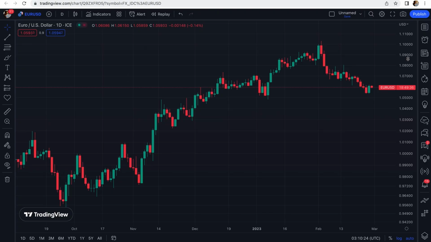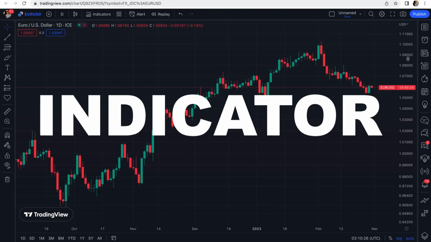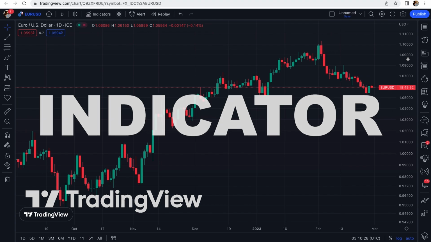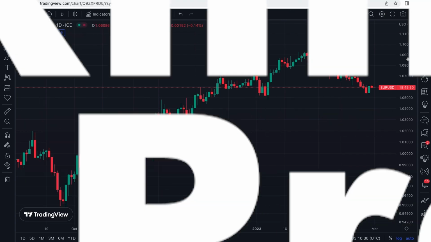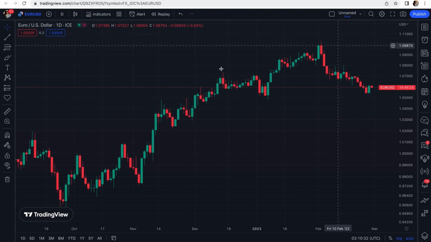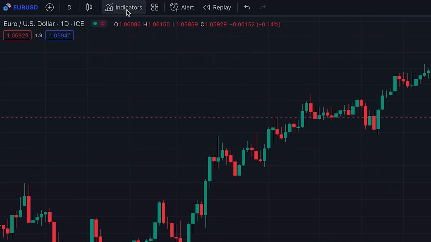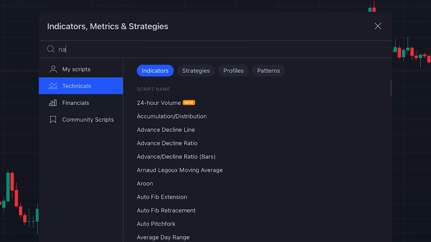In today's video, I want to introduce a very powerful indicator in TradingView that you can effectively use in your trading strategies to maximize your profit. To add this amazing indicator to our chart, here we click on indicators and we search Nadaraya Watson.